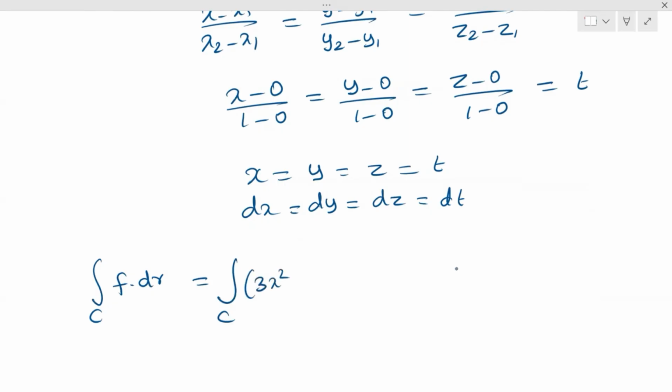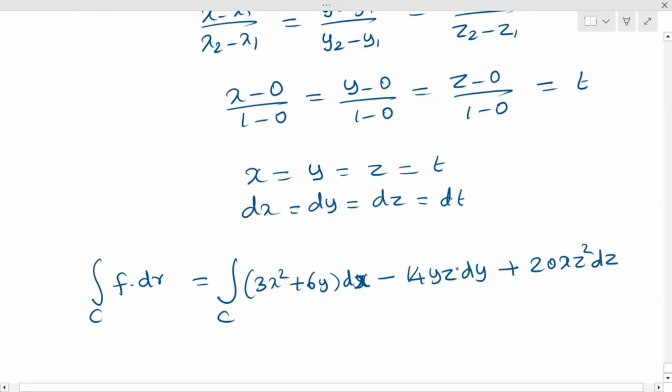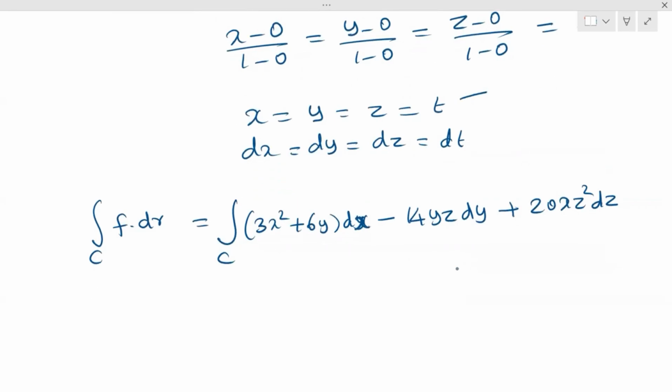3x square plus 6xy dy minus 14yz dx dy plus 20x z square dz. Now we have to evaluate the single integral. We have to change everything into the other variable, that is t. So in the place of x, y, z, we have to substitute t.